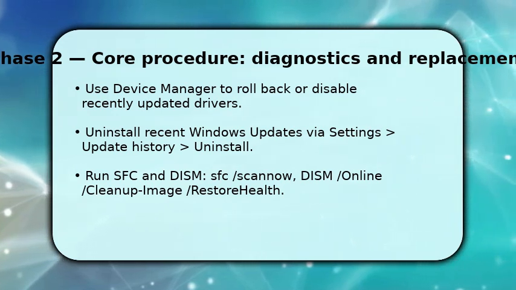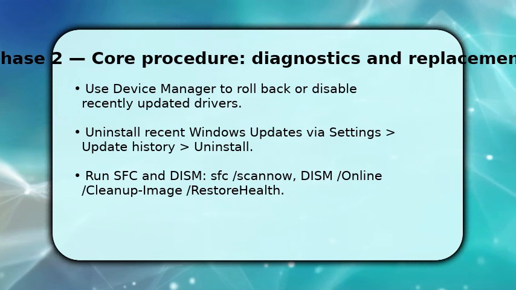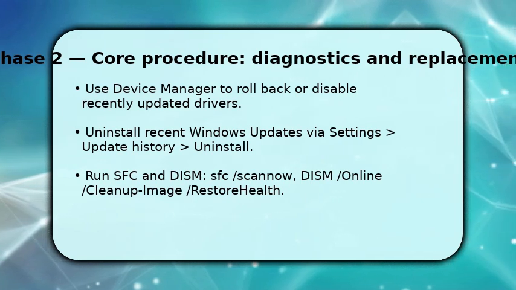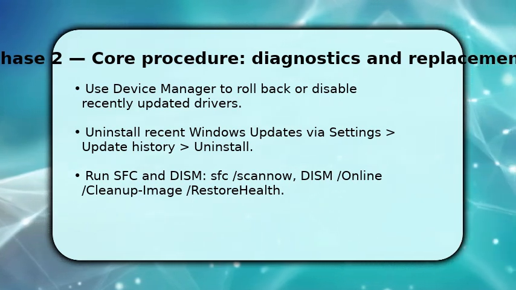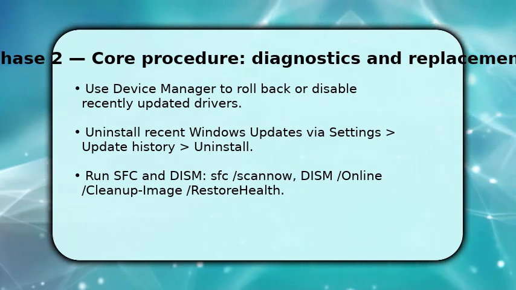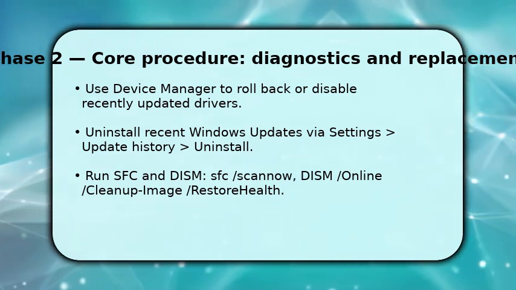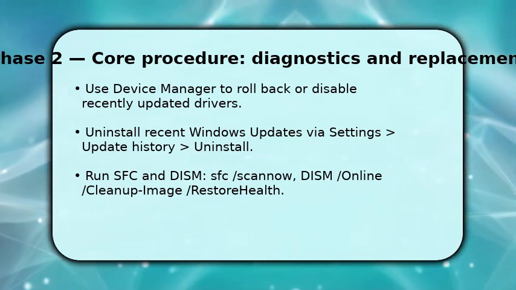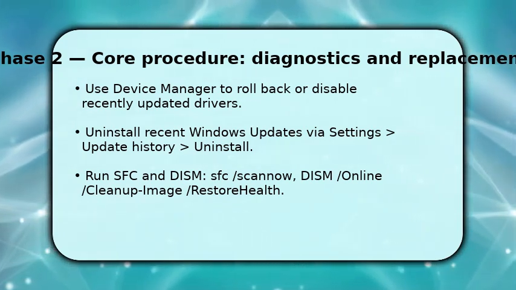Next, uninstall suspect Windows updates from Update History if crashes coincide with updates. Then run system checks. SFC scans system files, and DISM repairs the component store. Together, they fix corrupted Windows files that trigger reboot loops. If you see errors, note codes. Those help pinpoint failing drivers or files for targeted repair.